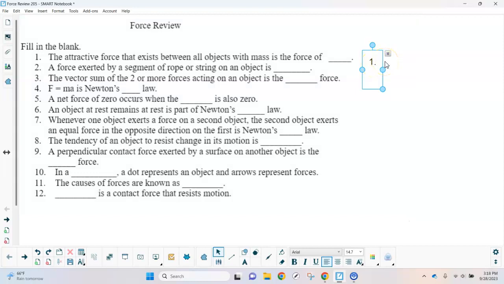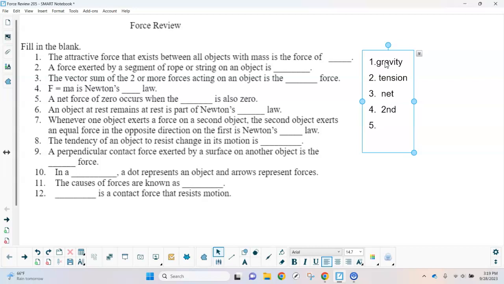The first question says the attractive force that exists between all objects with mass is the force of gravity. That's the word that you're looking for there. Most of the time, the mass that is attracting things is the Earth, though. Number 2, a force exerted by a segment of rope or string on an object is called the tension of the object. 3, the vector sum of 2 or more forces acting on an object, that is the net force. You combine all the forces together, you get net force. 4, F equals ma is known as Newton's second law.